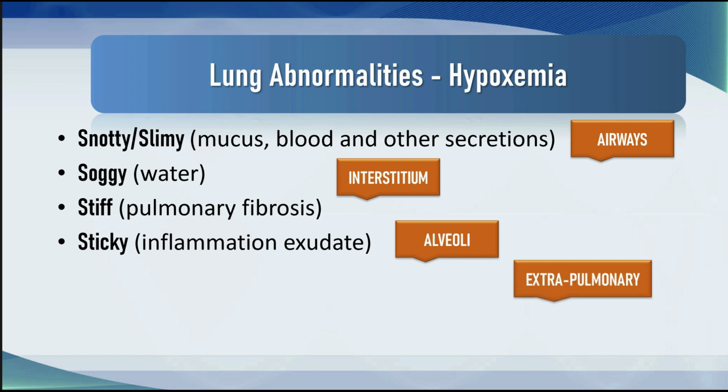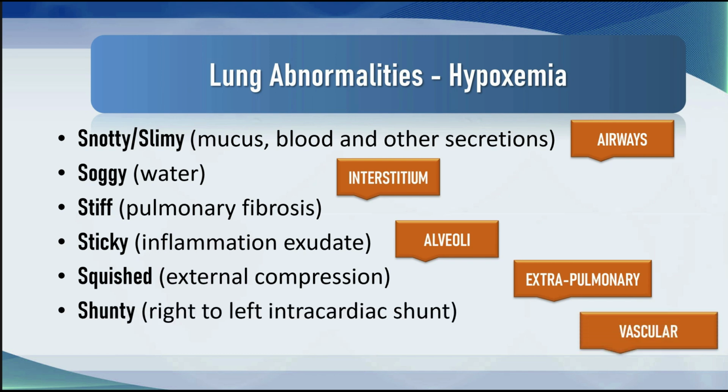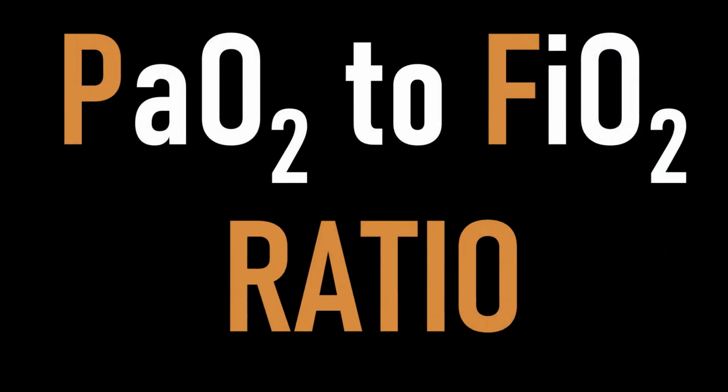In the extrapulmonary area, we have squished. The lungs are being compressed, for example, by a distended bowel patient with abdominal compartment syndrome. And a vascular problem is shunty, a right to left intracardiac shunt. So snotty, slimy, soggy, stiff, sticky, squished, shunty. Run through those in your head every time you see a hypoxic patient and you won't go wrong.